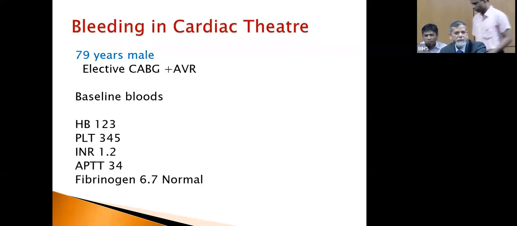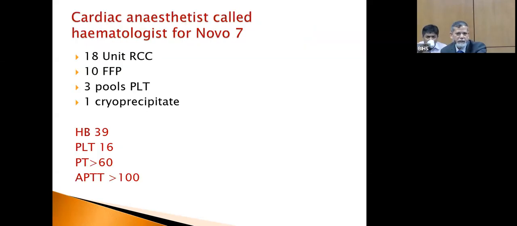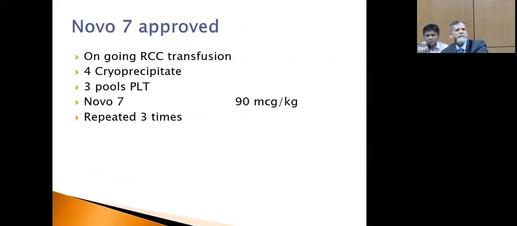Is there a slide missing? Normal bleeding cardiac data. Okay. So obviously when the patient is bleeding, the ongoing major hemorrhage protocol initiated, these are the components that came in with it. Hemoglobin 39, platelet dropped to 16, PT greater than 60, APTT is very prolonged. So ongoing red cell transfusion, 4 cryoprecipitate, 3 pools of platelets, NovoSeven.